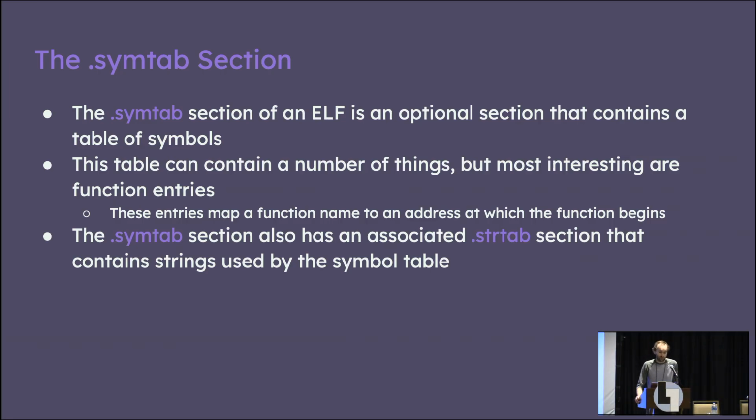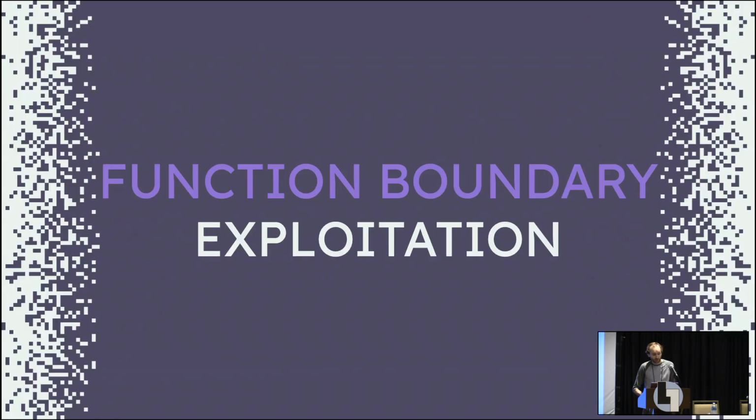So let's talk about what the symtab is. The symtab is a section of a binary that's optional, since all symbols essentially are, that contains, as the name suggests, a table of symbols. And this table can contain a number of things, but really the one you usually care about are function entries. This is basically a map between a function name and the start of that function, the address at which that function starts. And the symtab usually has an associated strtab section that contains the actual strings it's using. So you'll usually see these 2 sections if you're talking about a binary that has basic symbols built into it.